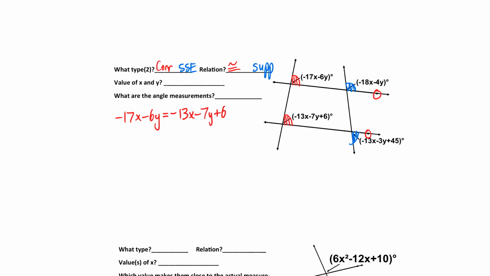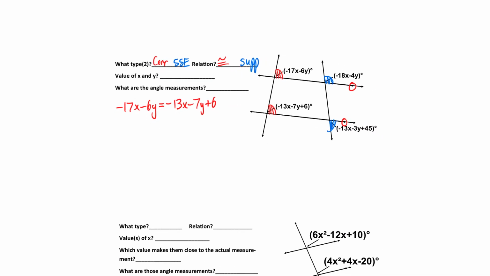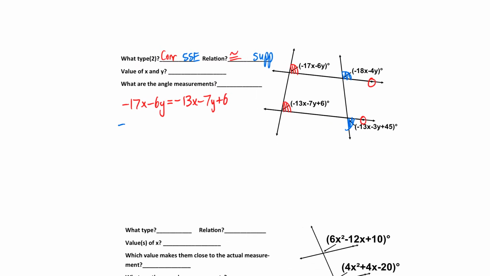Okay, good. So again, since those are corresponding angles of parallel lines, they're congruent to each other. So we set it up like that. Now these two on the right-hand side, those same side exterior, what's up with those? They're supplementary, so how am I going to write that? Yeah, you could say plus negative 13x minus 3y plus 45 equals 180.